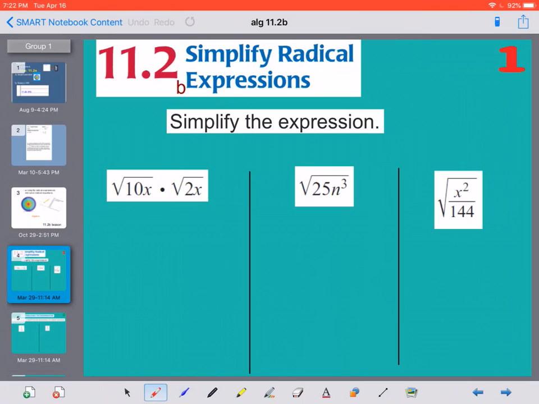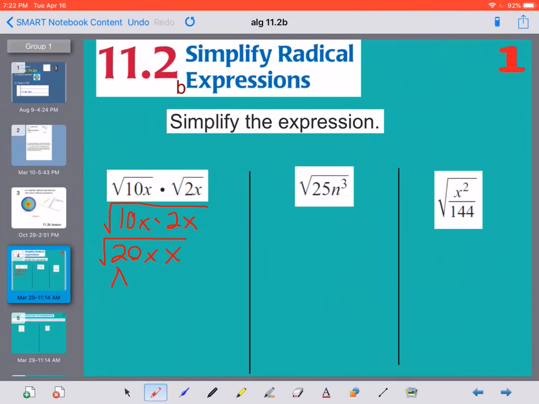If we have the square root of 10x times the square root of 2x, what we can do is make one big radical, put 10x times 2x underneath it. So now we can solve this by multiplying the 10 and the 2. So we're going to get 20x and x, so x squared.